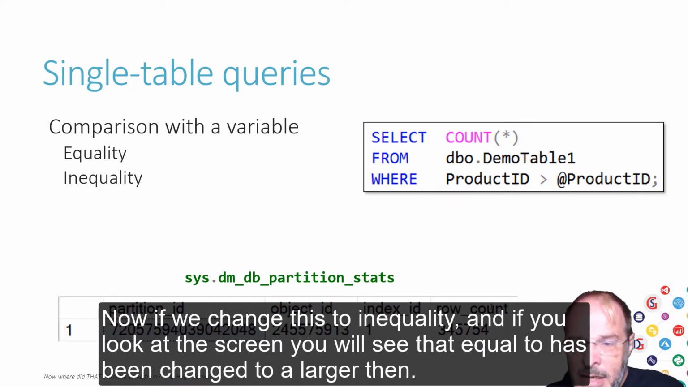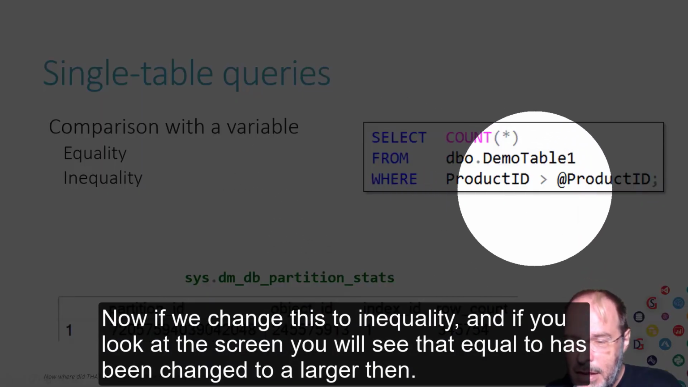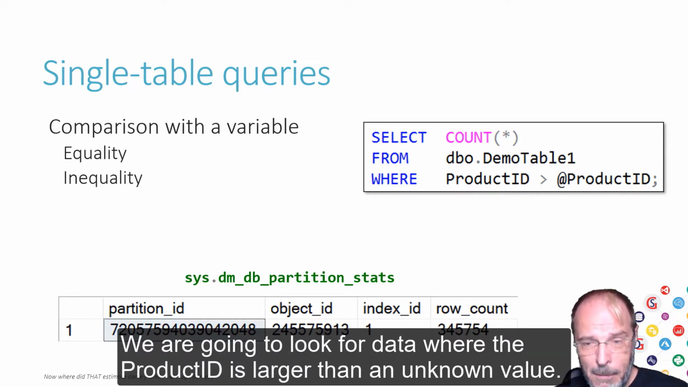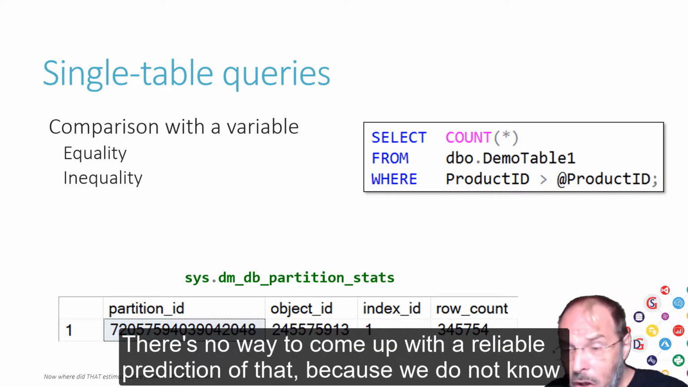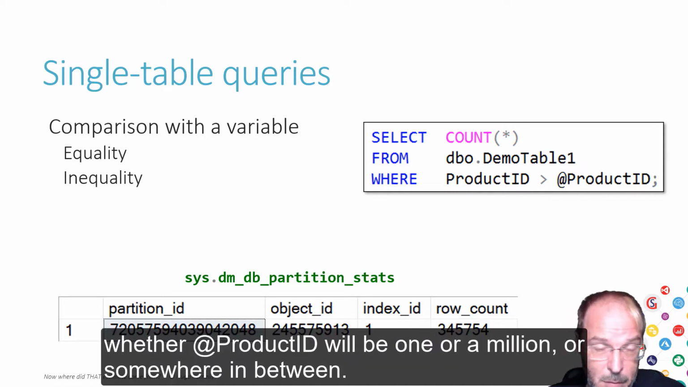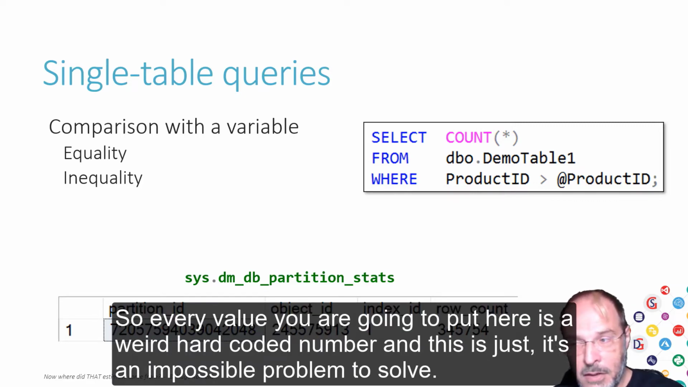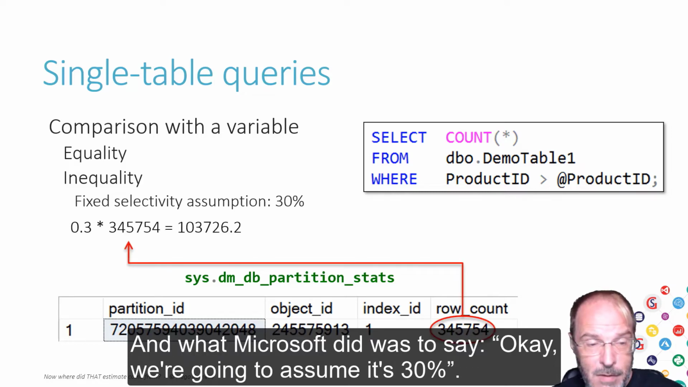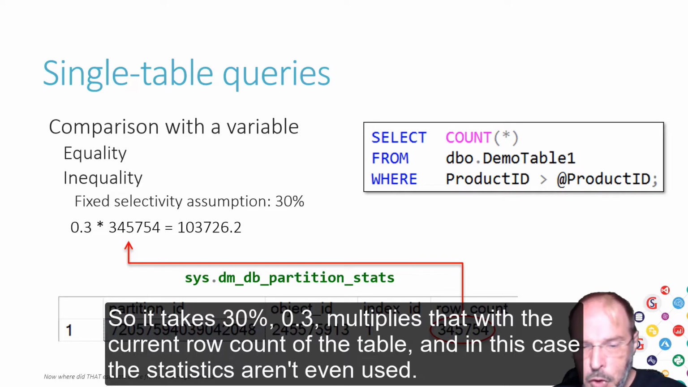Now if we change this to inequality, and if you look at the screen you will see that equal to has been changed to a larger than, SQL Server comes up with a different way. We are going to look for data where the product ID is larger than an unknown value. There's no way to come up with a reliable prediction of that, because we do not know whether product ID will be 1 or a million or somewhere in between. So every value you put here is a weird hard-coded number, and it's an impossible problem to solve. What Microsoft did was simply say, okay, we're going to assume it's 30%. So it takes 30%, 0.3, multiplies that with the current row count of the table, and in this case the statistics aren't even used.